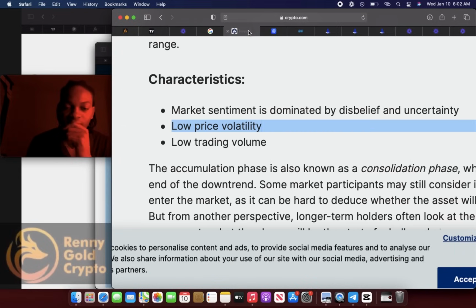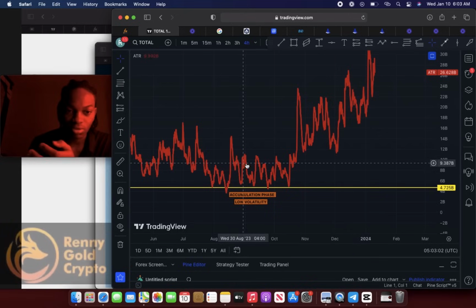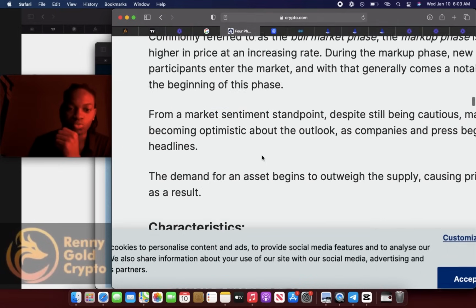Another thing you have to understand is that during this time, a lot of people are not investing. Are people investing? No. People are not investing because they are scared.